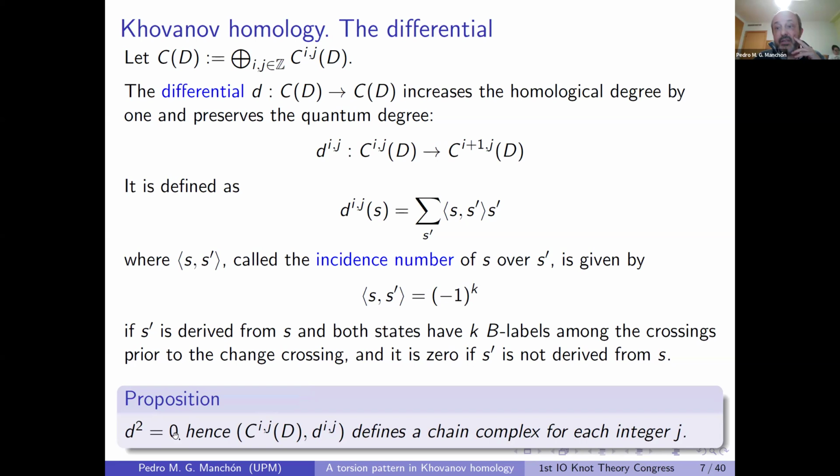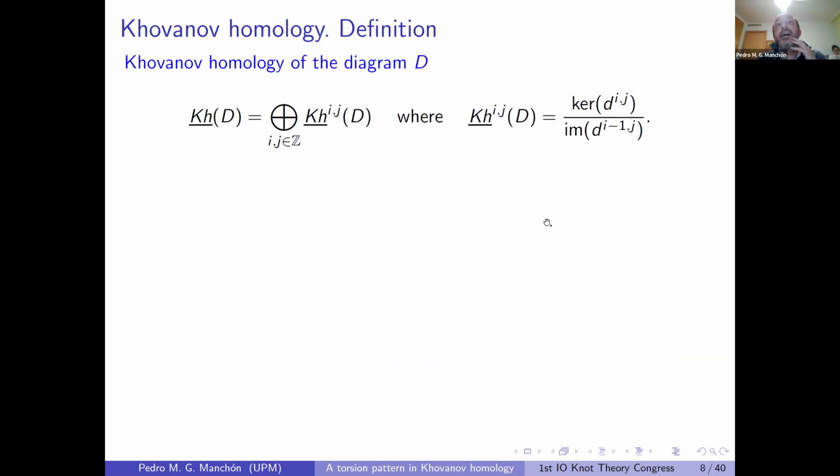D squared is equal to 0. And then for each integer j, we have a chain complex. And this defines a Khovanov homology of the diagram, which is the kernel of d_i quotiented by the image of d_{i-1}. J is fixed. And the whole cohomology is the sum of all this cohomology. We keep an underlying reference always to the diagram D, Khovanov homology of diagram D.